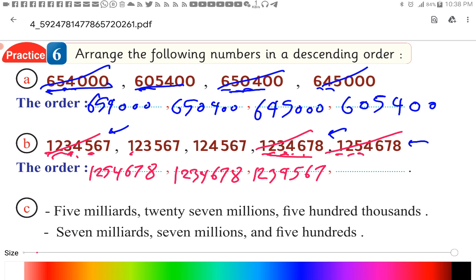Now compare between the two numbers that contain 6 digits. Here 1 and here 1, here 2 and here 2, here 3 and here 4. Write this one. Cancel it. At last, write this one.